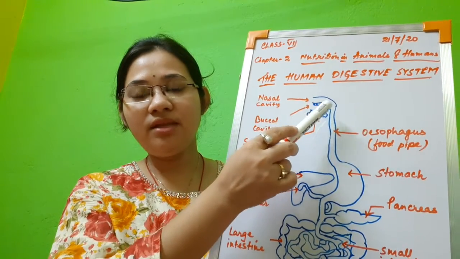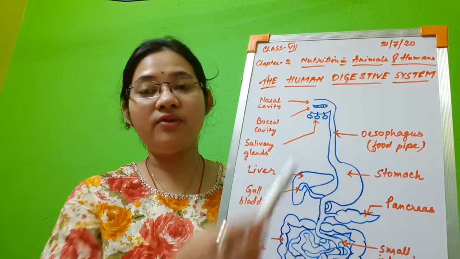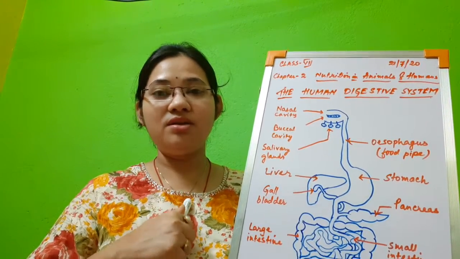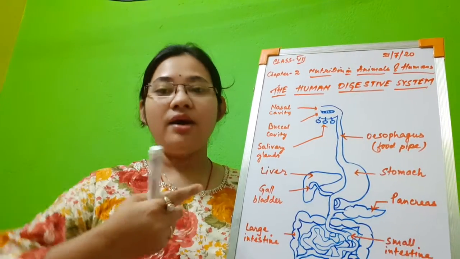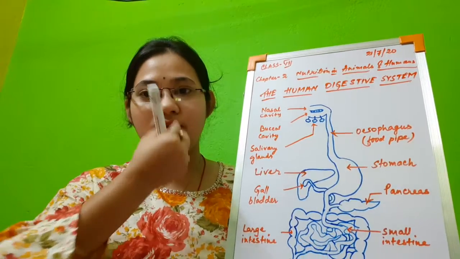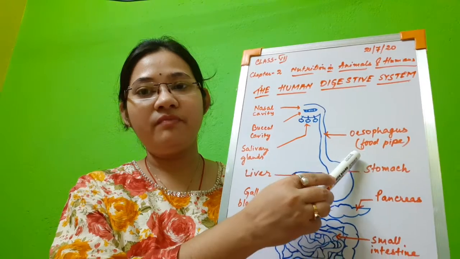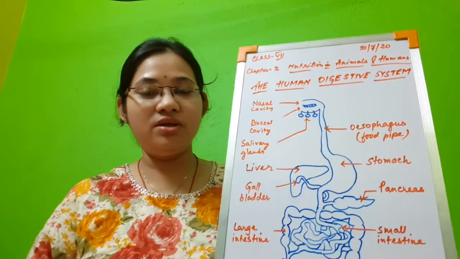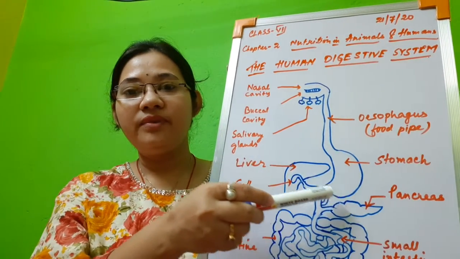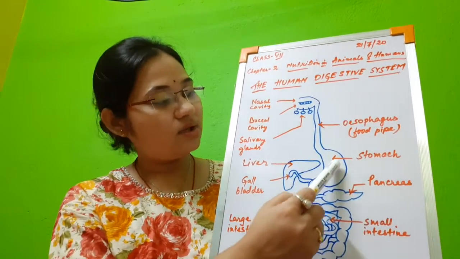Then the buccal cavity extends to form the esophagus or the food pipe. You should also know that we have 2 pipes. One is the windpipe, that is in front, and the food pipe is just behind the windpipe. That food pipe is also called the esophagus. Now the esophagus extends to form the stomach, that is a large muscular bag where digestion takes place.